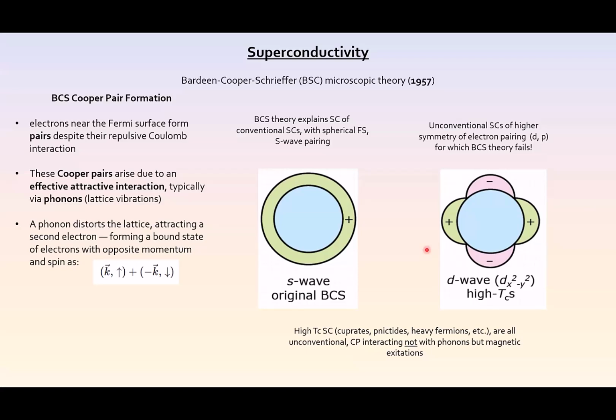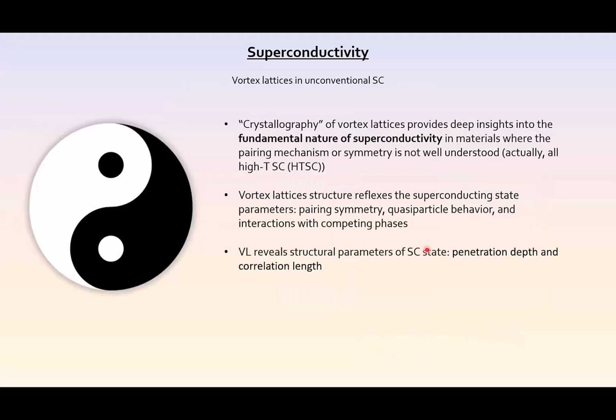It can be anisotropic, and that is why when you study superconductivity, it interacts with the magnetic field applied to the superconductor. You actually see superconductivity through observing this magnetic field distribution inside the superconductor. So that is why the crystallography of vortex lattices can help to understand what happens inside high temperature superconductors.